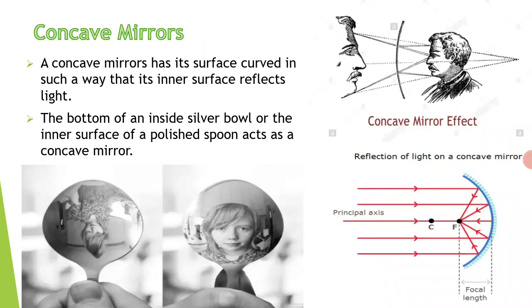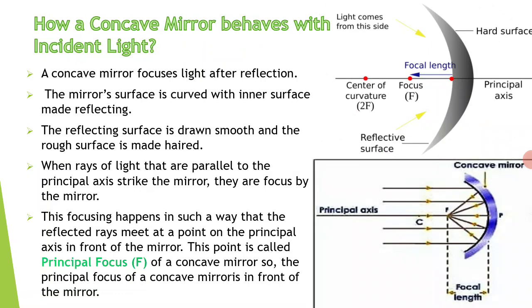Now, secondly, we will discuss concave mirrors. Now, what are concave mirrors? A concave mirror has its surface curved in such a way that its inner surface reflects the light. For example, the inside bottom of a silver bowl or the inner surface of a polished spoon acts as a concave mirror, as shown in the figure below.